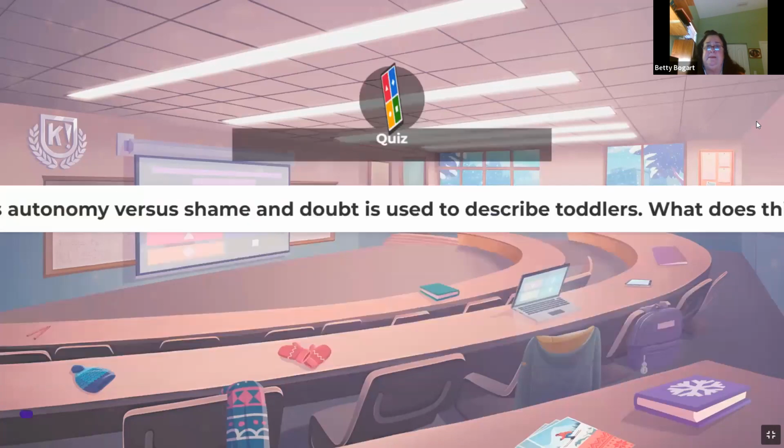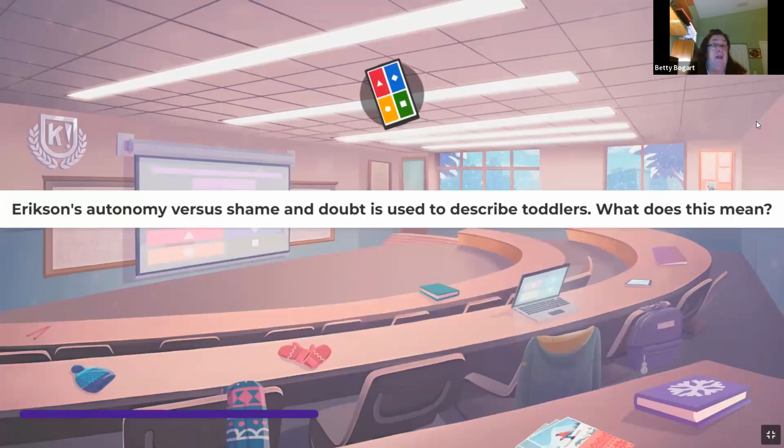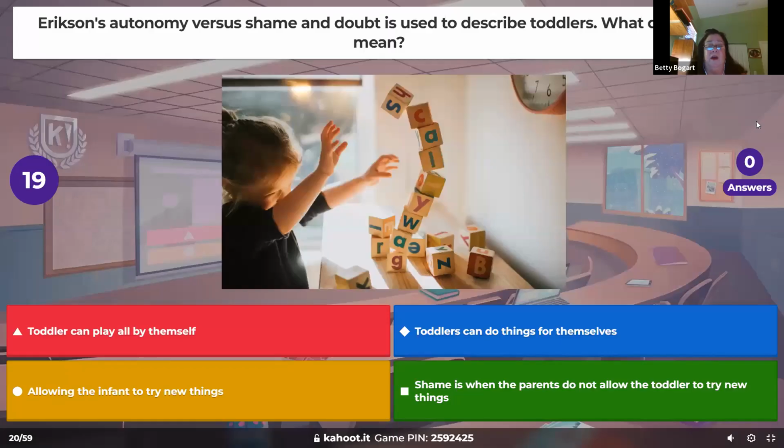Multi-select: Erikson's autonomy versus shame and doubt is used to describe toddlers. And what does this mean?